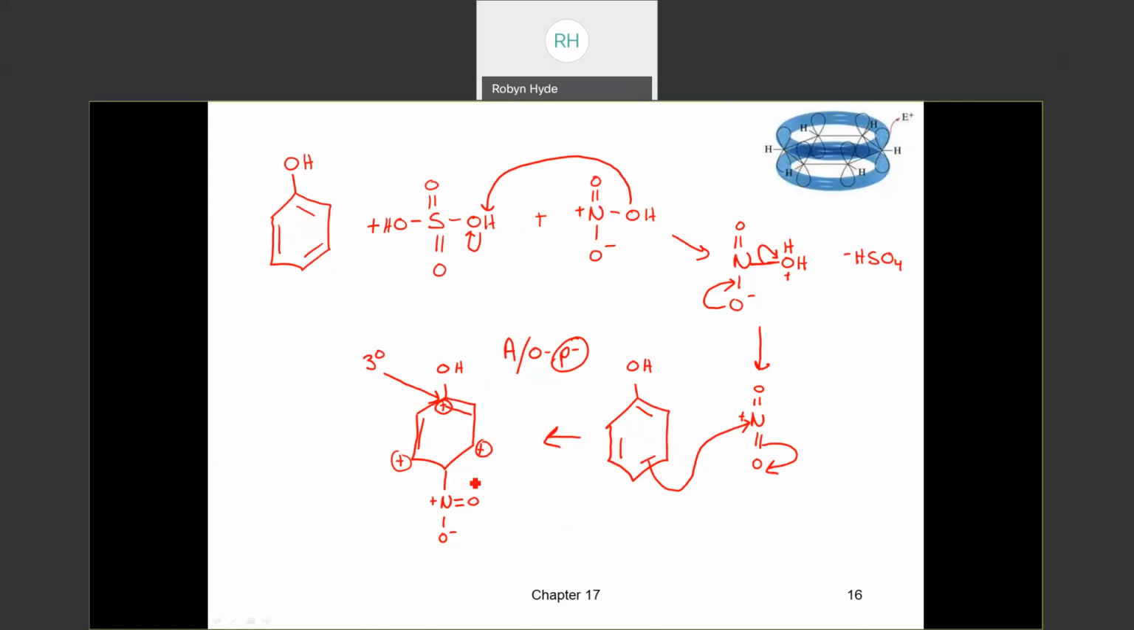Okay, what happens in the next step? In the next step, we have some base that is going to remove a proton from the same carbon as our new electrophile. What we have in solution is HSO4 minus. It is going to remove the proton. Electrons go in to form the double bond. And our final product, we have the nitro, and my final product is going to be para-nitrophenol.